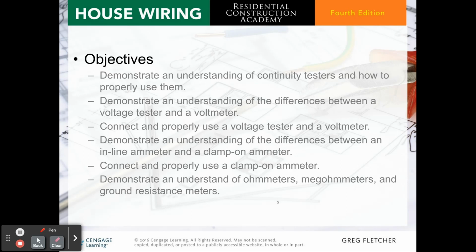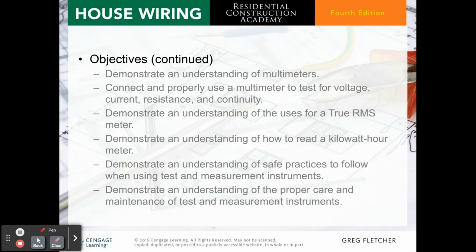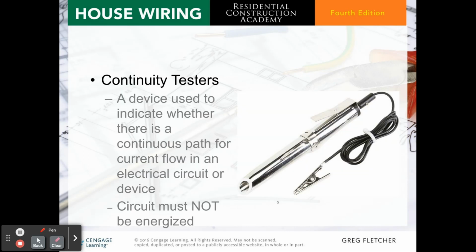megohmmeters, and ground resistance meters. Demonstrate an understanding of multimeters. Connect and properly use a multimeter to test for voltage, current, resistance, and continuity. Demonstrate the understanding of how to read a kilowatt-hour meter. Demonstrate an understanding of safe practices to follow when using test and measurement instruments. And demonstrate an understanding of the proper care and maintenance of test and measurement instruments.